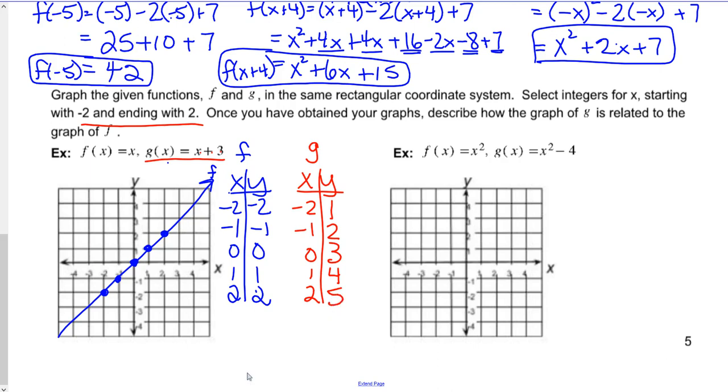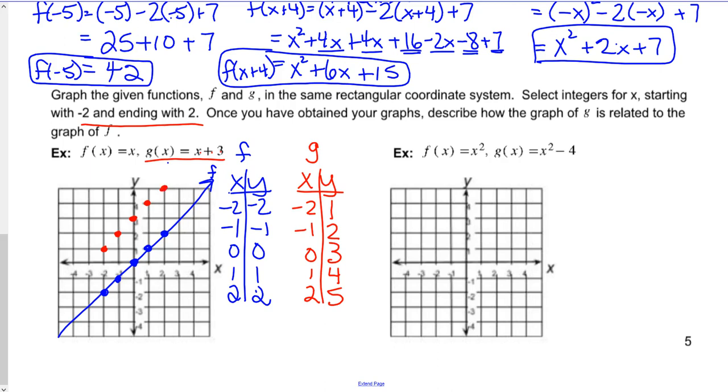So these are the numbers that I need to plot now, or the points. So I'm going to go over 2 and up 1 for -2, 1. Then we're going to go from the origin -1 up 2. Then we're going to go up 3 on the y-axis, nothing in the x direction. Over 1 and up 4. And over 2 and up 5.